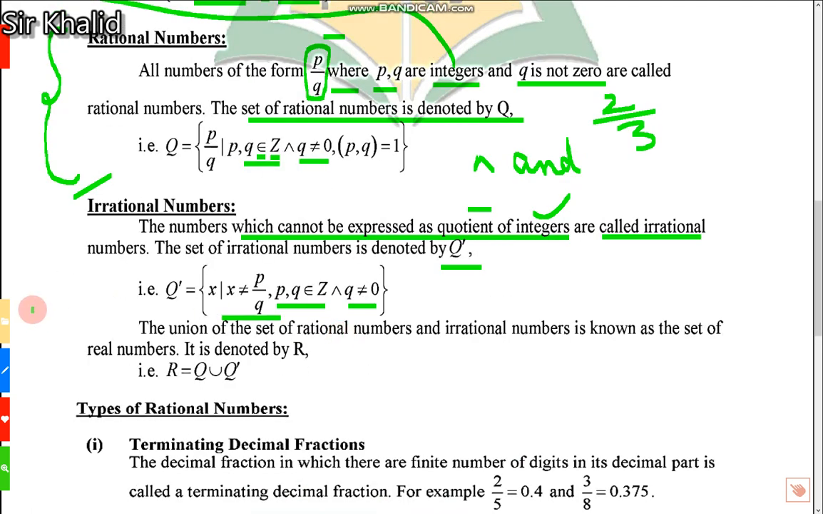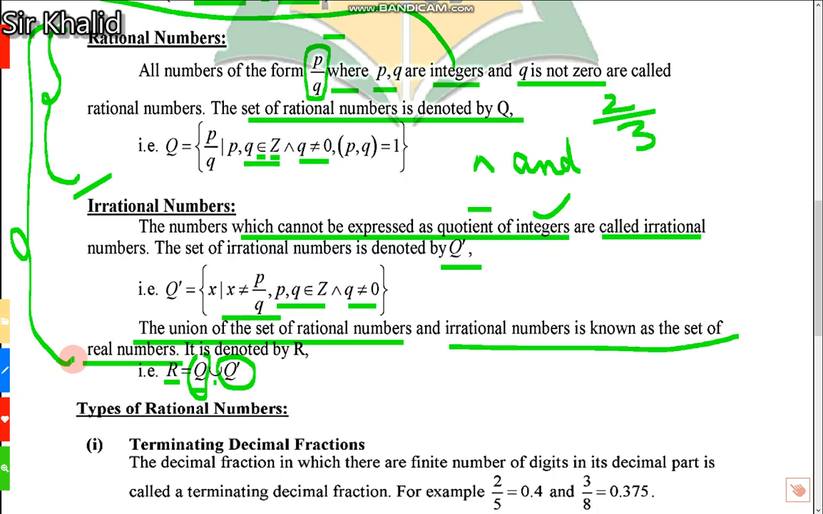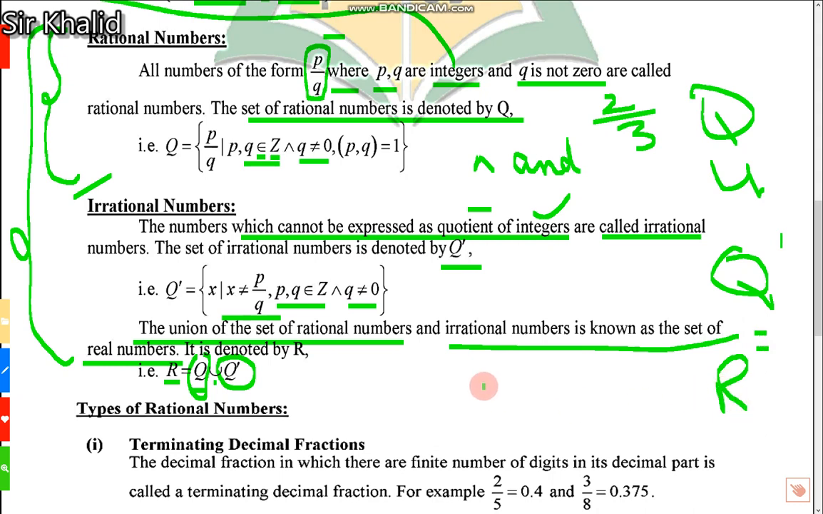Now this is a very important MCQ. The union of the set of rational numbers and the set of irrational numbers is known as the set of real numbers, and it is denoted by R. Rational numbers union irrational numbers is equal to a very big set called the real numbers. Did you get it till here?